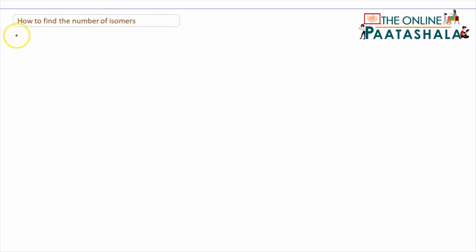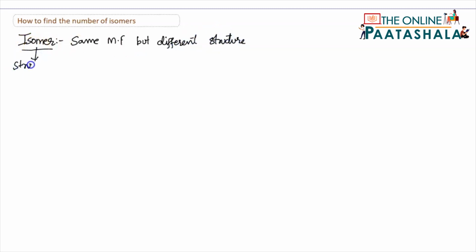Before learning how to find the number of isomers, we need to know what an isomer is. An isomer has the same molecular formula but different structures, right? So we are finding these isomers for structural isomers.